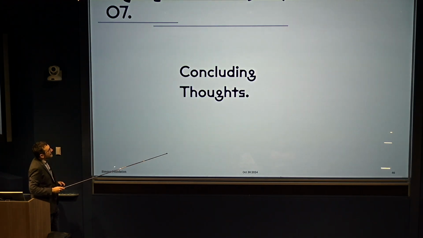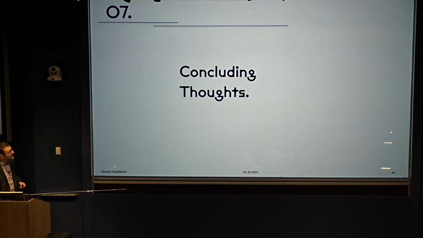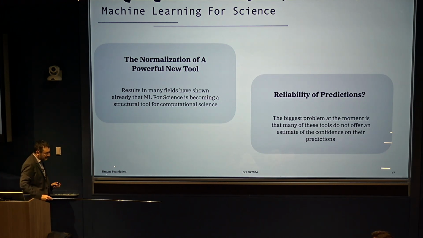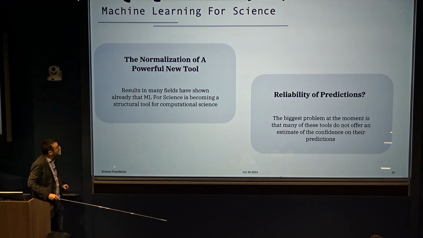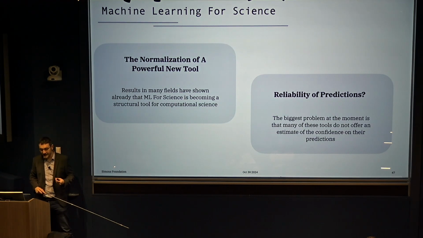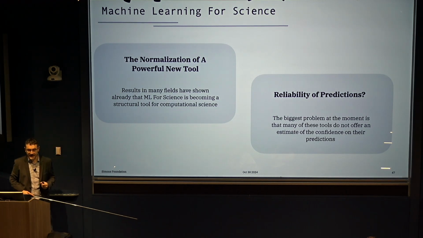Okay. So now, since I took more time than expected, I will just move to the conclusions. And what I want to highlight in my conclusions is simply something that I find especially important. It's the fact that finally, if you want, we are seeing a phase where there is a sort of normalization of the use of machine learning in science.